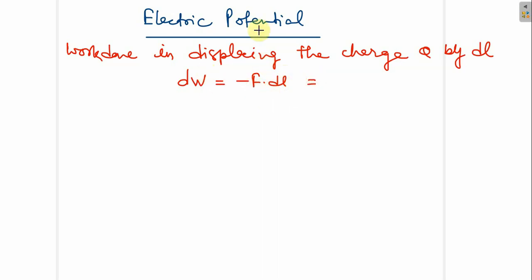So in an electric field, what is the relation between F and E? E equals F by Q. Since E equals F by Q, F equals what? F equals QE. So we can replace this force F by QE. So it is minus QE dot dl. Now the negative sign indicates that work is being done by an external agent. Why is this negative sign there? It is representing that the work is being done by an external agent. That's why there is a negative sign.